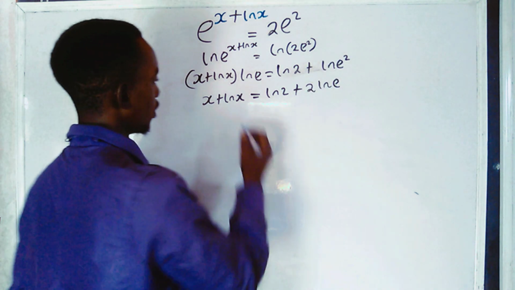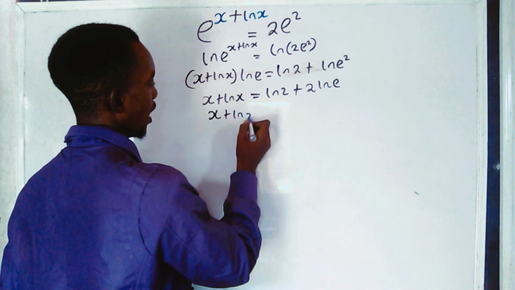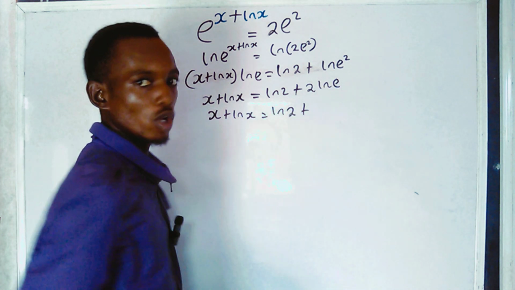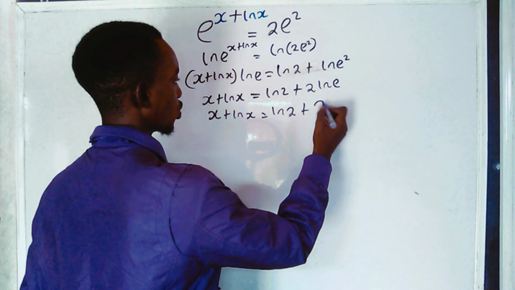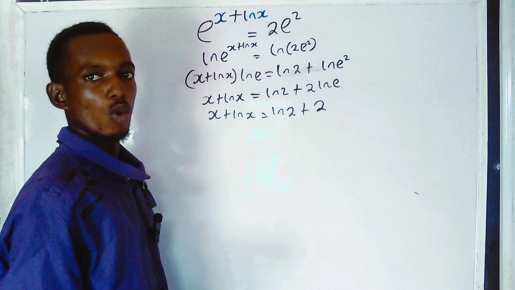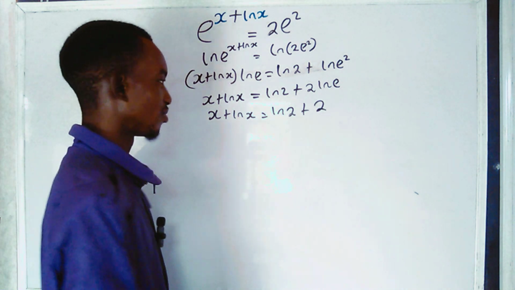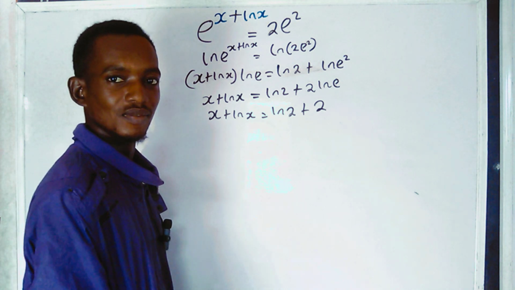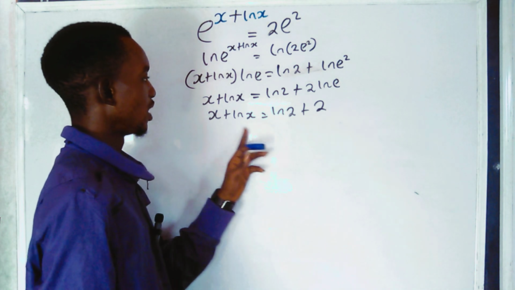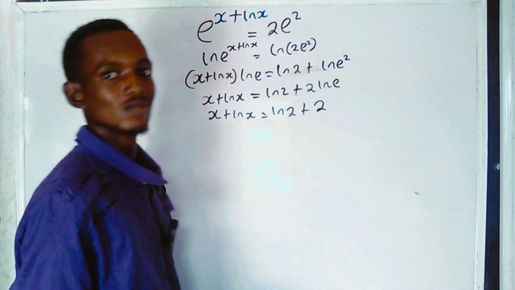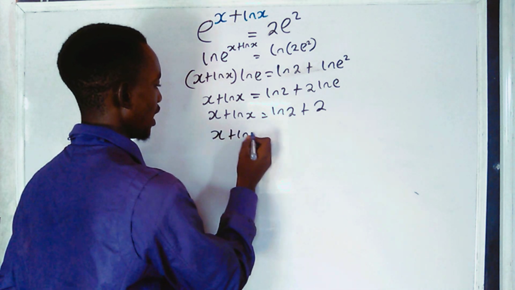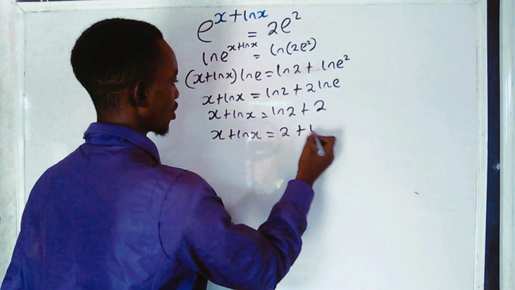Are you following? So here now we have x plus ln x equals ln 2 plus ln e will also give us 1. So give us ln 2 plus what? 2. Now what do we do from here? We have gotten our final answer actually. Do you believe? x plus ln x, ln 2 plus 2. But let's write it very well so that you understand. x plus ln x equals 2 plus ln 2.